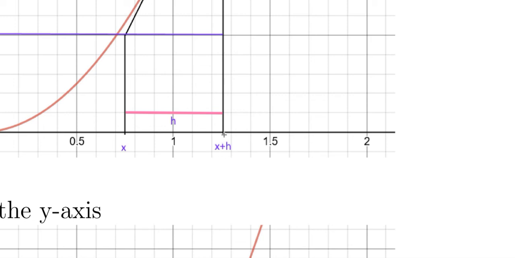And x plus h will be the value that's outputted here. So if this was 10, and h was 5, it would be 10 plus 5, so this would be 15. If this was 7 and h was 3, it would be 7 plus 3, so this would be 10, for example. Now, this is me labeling these values here. Let's finish off by labeling the values on the y-axis.